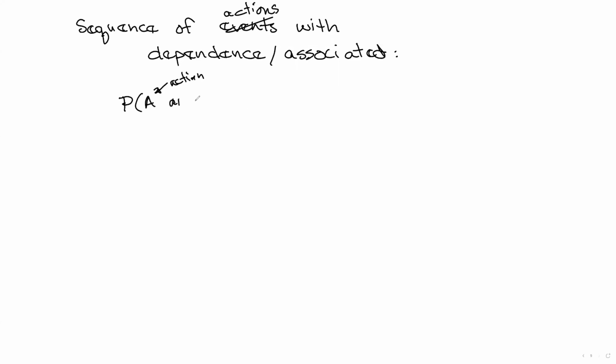Action A and action B, where there is dependence, then we have to stick with the original formula, which is the probability of B times the probability of A given B. You can't just find the probabilities separately. You have to find the probability of the first event, and then multiply it by the probability of the second event, given that the first event happened.